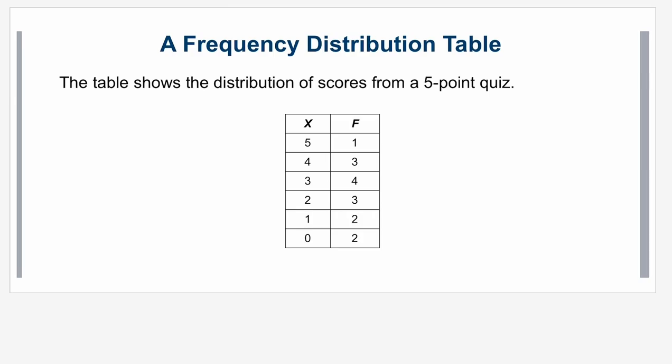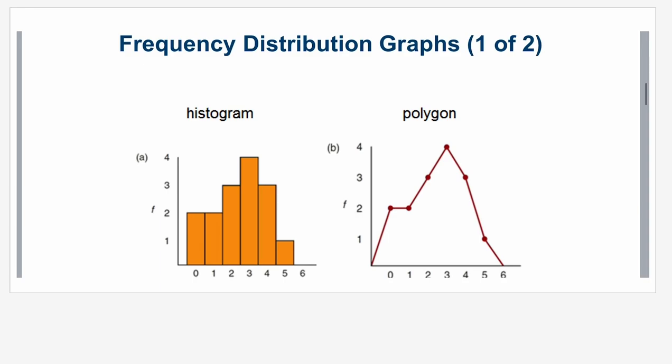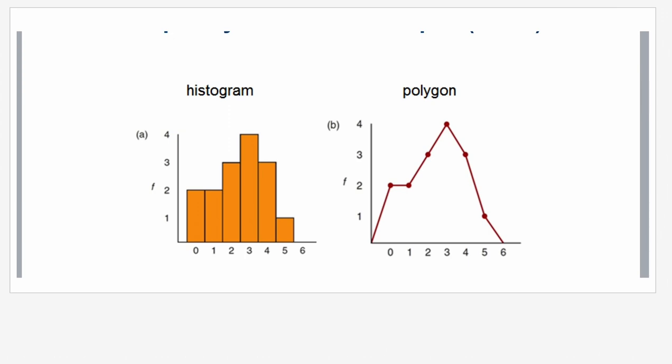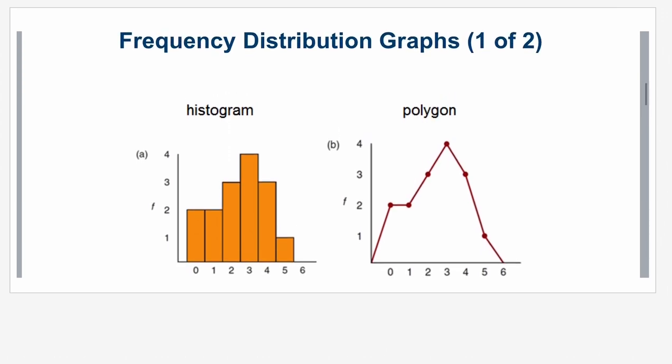You can also graph frequency distributions if you don't want to do a table. If you want a more visual representation, you can do graphs. So for interval and ratio data, this is what your 2 graph options would look like. You could do a histogram or you could do a polygon. This is figure 15.1 from your book.